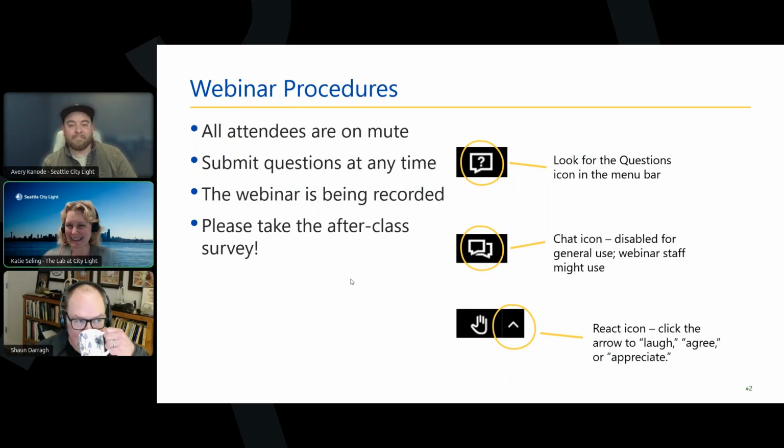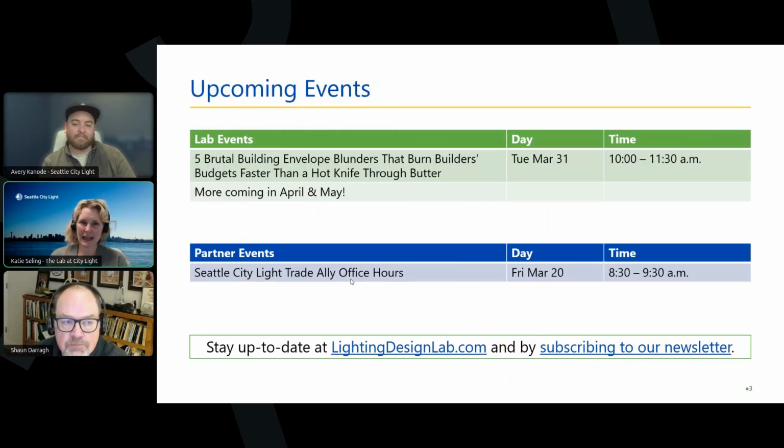Why don't you go to the next slide, Shaun? I'm going to tell you what's coming up at the lab. We've got 5 brutal building envelope blenders that burn builders' budgets faster than a hot knife through butter. I did it. I forgot to put in, we've got another one coming in April. That is a cold climate heat pump. Both of those are ready to sign up for on our website.